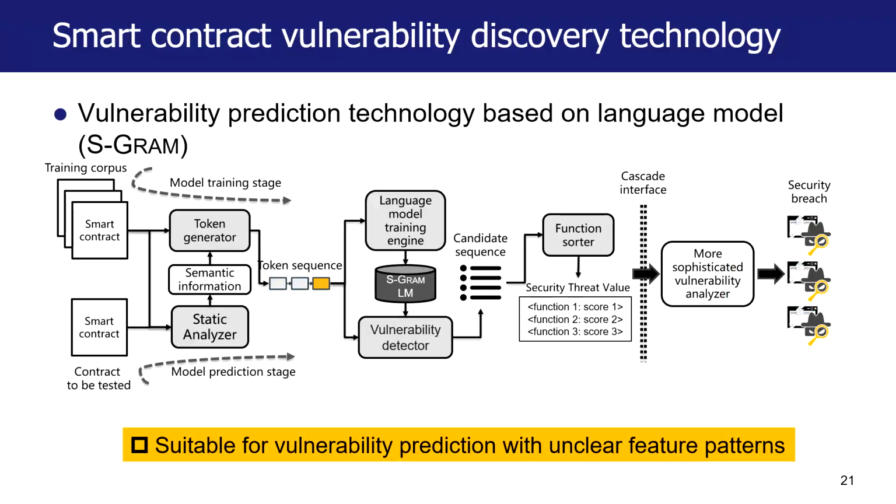Vulnerability prediction technology is based on the language model, and you can see the model training stage and the model prediction stage. Then they go through the S-gram to generate the candidate sequence through the function sorter, and they can go through the whole process to generate the more sophisticated vulnerability analyzer.